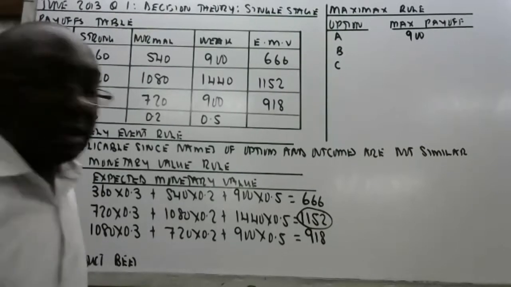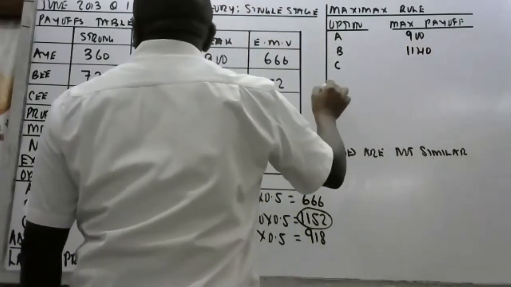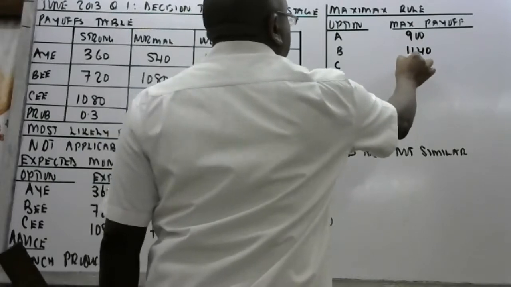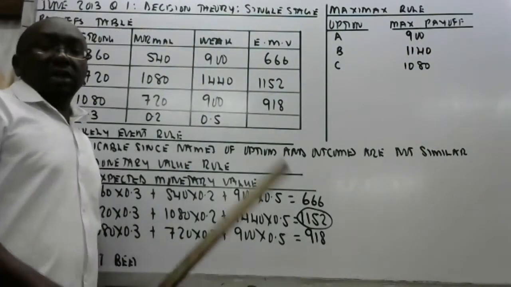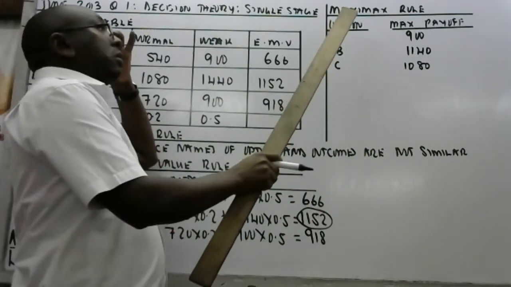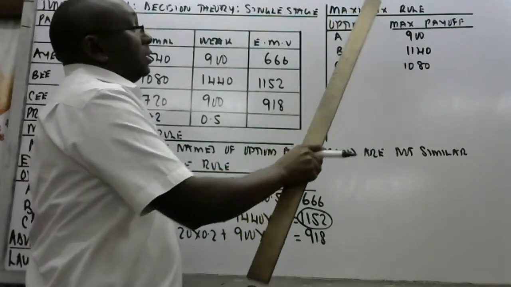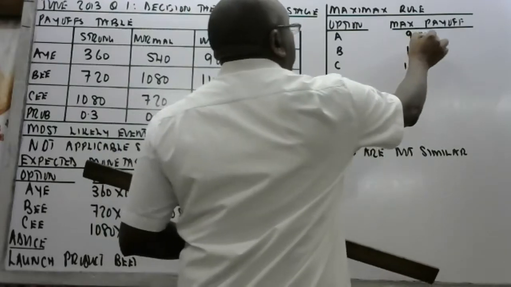$11.40, good. $11.40. And the maximum in C is 1080. So this one says you take the option with the maximum of the maximums. So the maximum of the maximums is this one.